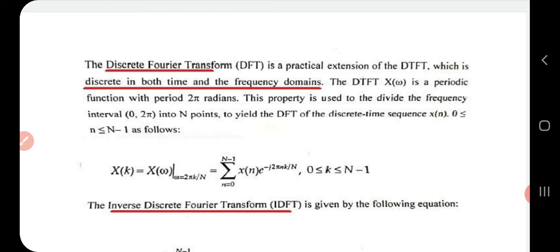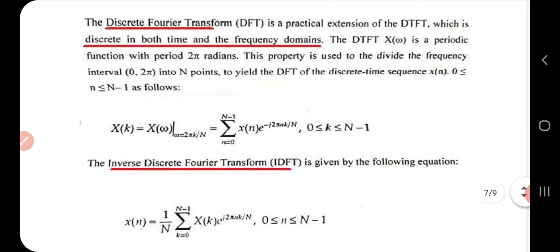So if we have a discrete time sequence, say x of n, with n ranging from 0 to N minus 1, then this DTFT can be used to divide the frequency interval of that sequence into N number of points, and what we get after that will be DFT, defined as X of k equal to X of omega, where frequency omega is 2 pi k by N, equal to summation from n equal to 0 to N minus 1 of x of n, that small x of n being the discrete time sequence, times e raised to minus j 2 pi n k by N, where k ranges from 0 to N minus 1.